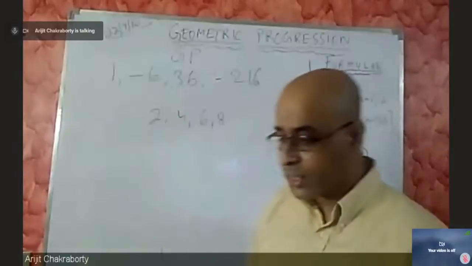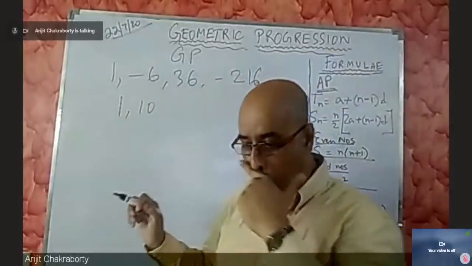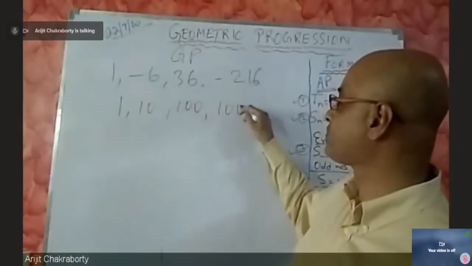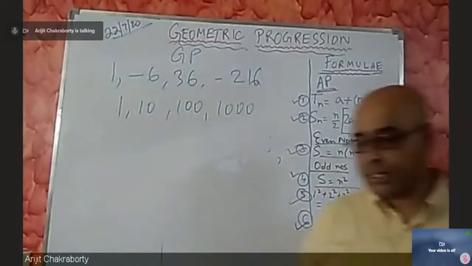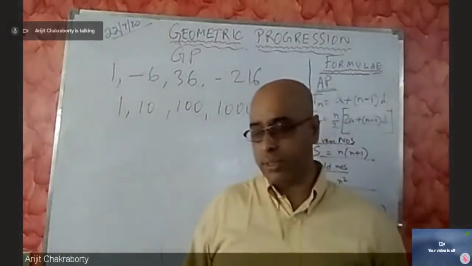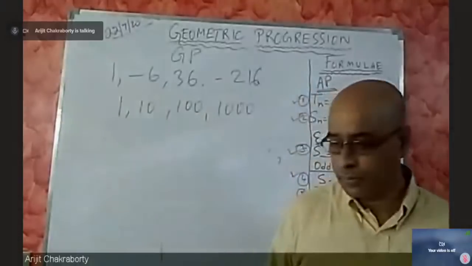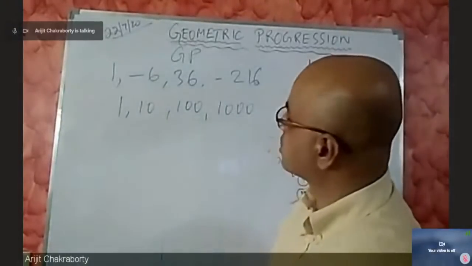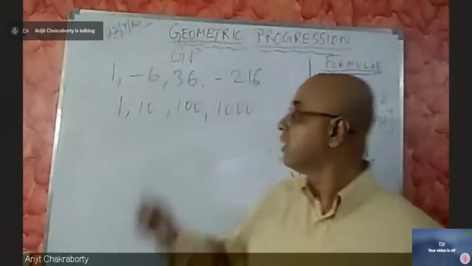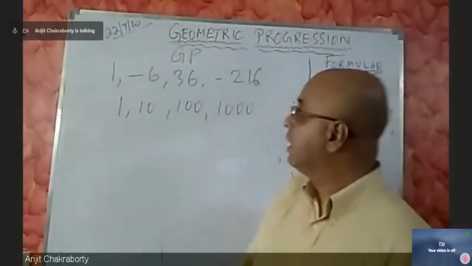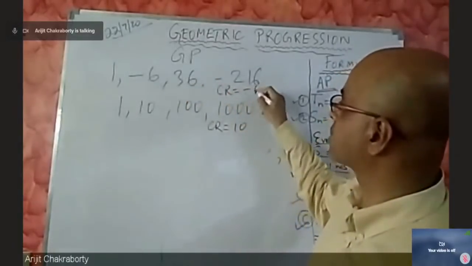Okay. The next one let us take is this: 1, 10, 100 and 1000. Will you call it a GP? It seems that 10 by 1 is 10, 100 by 10 is 10, 1000 by 100 is also 10. So here the common ratio is 10. In the first case we did, the common ratio was minus 6.